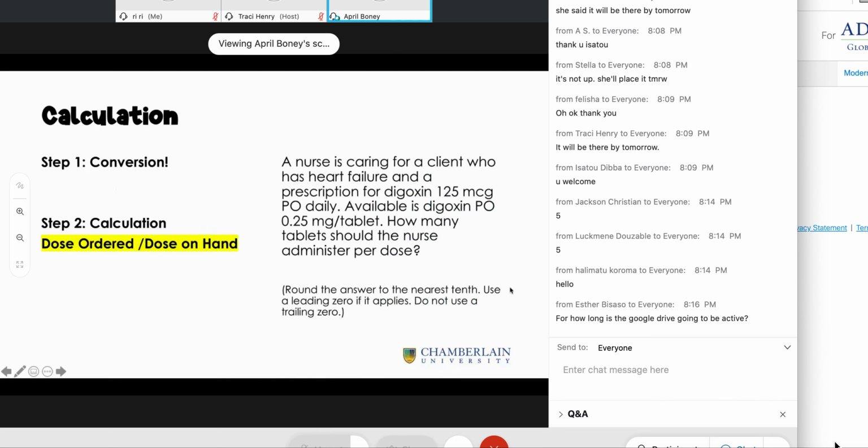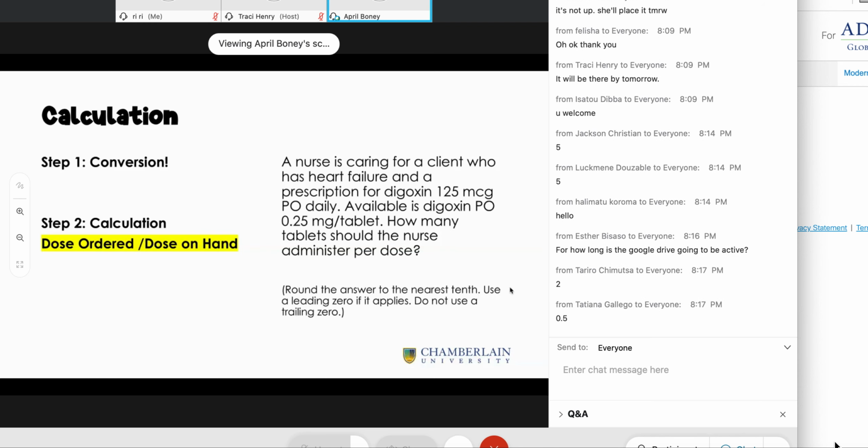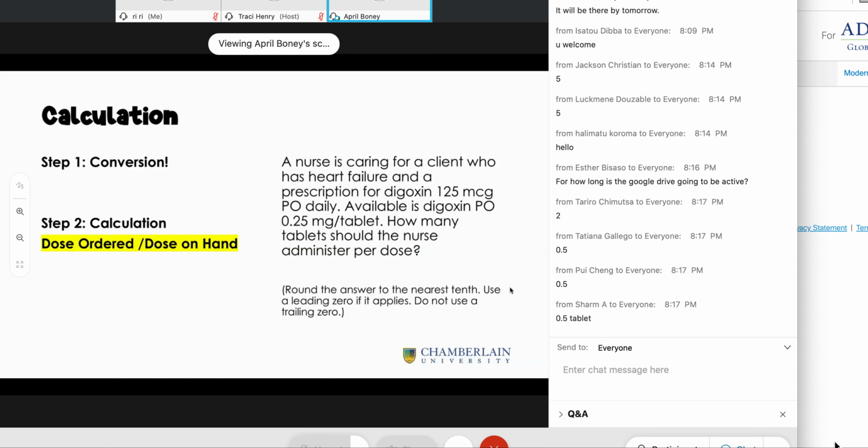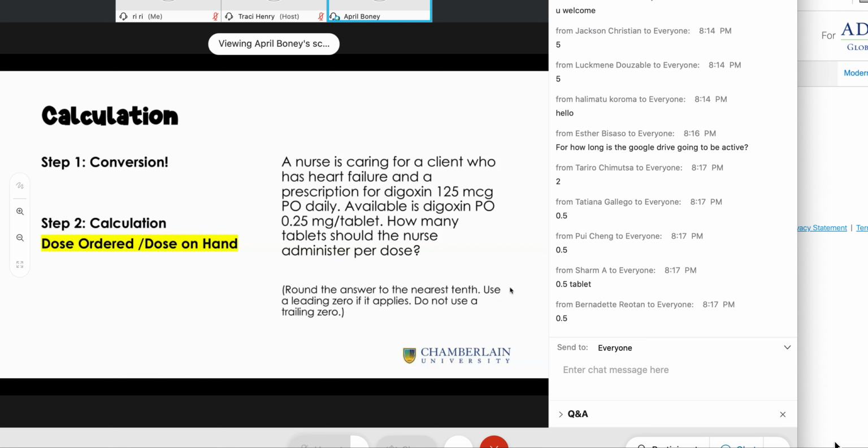The first one we're going to look at is, a nurse is caring for a client who has heart failure and a prescription for digoxin, 125 micrograms PO daily, and what's available is digoxin 0.25 milligram tablet. How many tablets should the nurse administer per dose? And so we know that we have to start with the conversion. We have to go from 125 micrograms to milligrams.